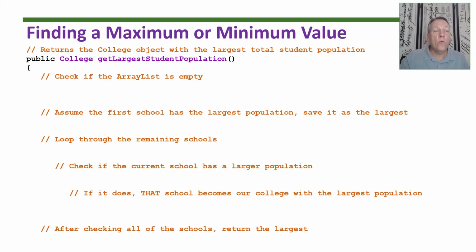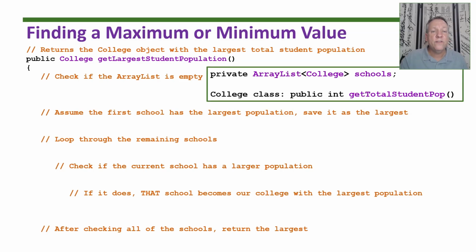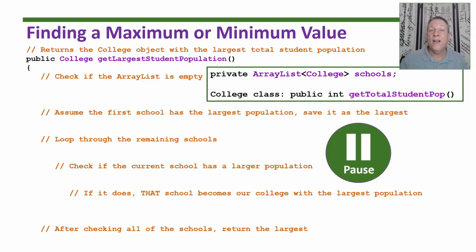All right. So remember a couple of things when writing this algorithm. We have an array list of colleges called schools. That's my private instance variable that we're going to use. Also, there is an accessor method in the college class called getTotalStudentPop, which allows us to retrieve the total student population from my college object. So if you'd like, go ahead and take a moment here, pause this video, and see if you can write the code to implement the algorithm that we just outlined.